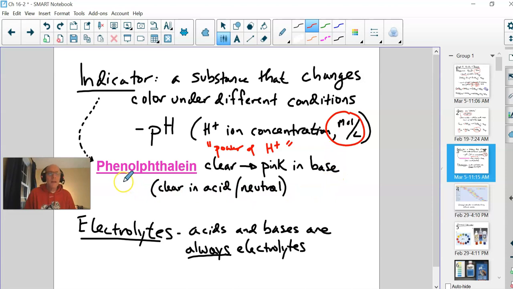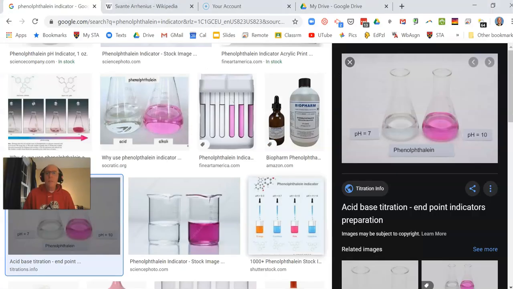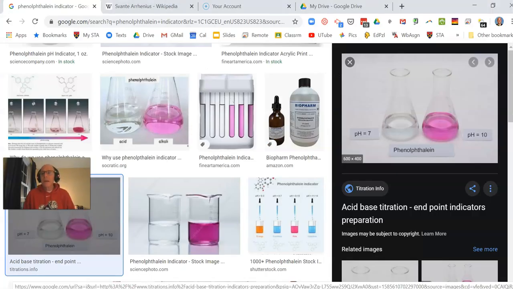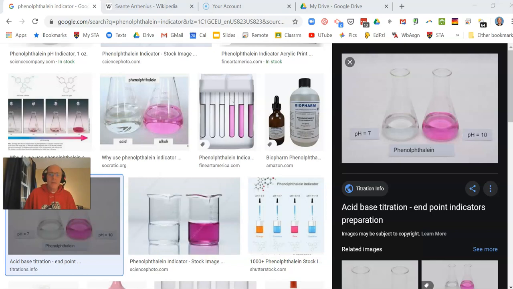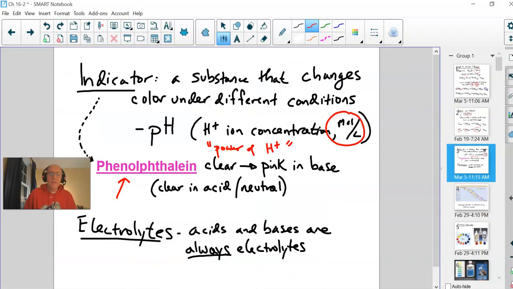A common indicator is phenolphthalein, which is clear but turns pink in a base. It's clear in acid or when it's neutral. So if this were pH 3, it would still be clear, but in a base it turns pink. That's an important indicator that we might be using in a virtual lab later this year. Another thing about acids and bases is that they are always electrolytes. Remember, they produce ions in solution, so they will carry electricity.